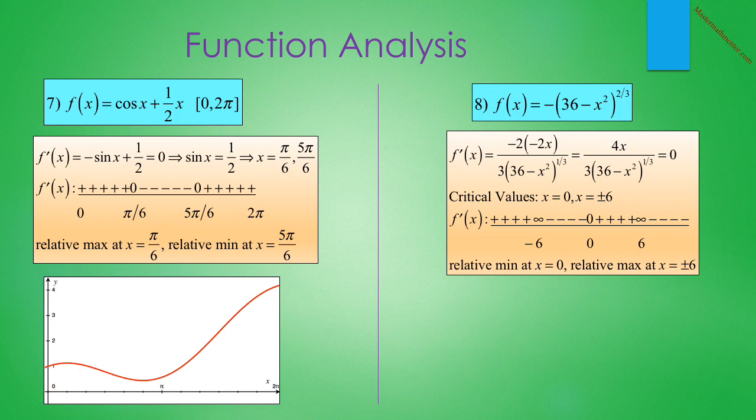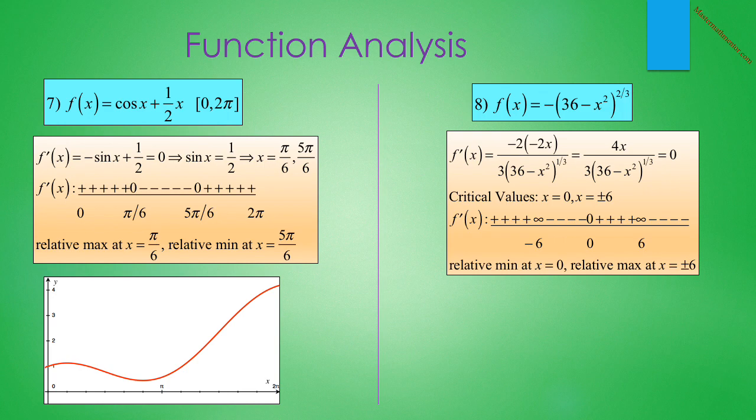In number 8, we have f of x equals negative quantity 36 minus x squared to the 2/3 power. We will treat this as a power rule and bring the negative 2/3 in front, having 36 minus x squared to the negative 1/3 times the derivative of 36 minus x squared, which is negative 2x. And that leaves us with 4x over 3 quantity 36 minus x squared to the 1/3 power. We set both numerator and denominator equal to 0, and we get x equal to 0 and x equal to plus or minus 6.